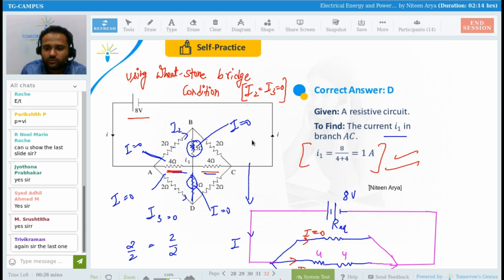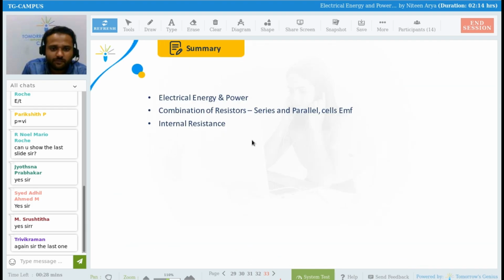If it is clear, then that's done from my side. This is the summary of what we learned in this class: electrical energy and power, combination of resistors, series and parallel, and cells and EMF, and internal resistance, and a few important questions.